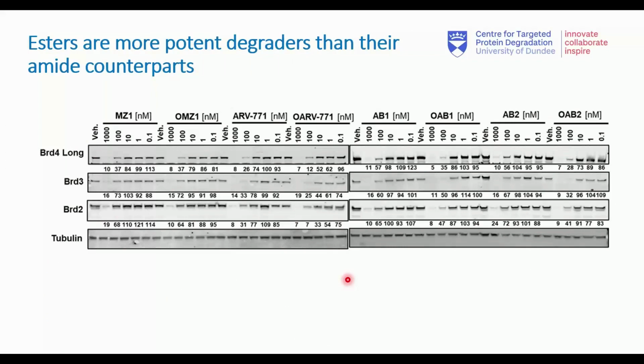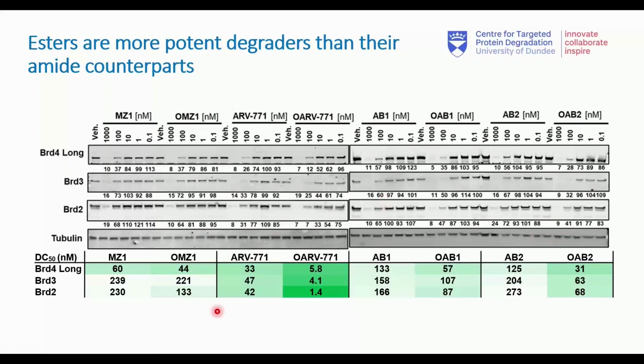We next wanted to see if these compounds actually work biologically in cells. So we used a Western blot technique in HEK293 cells and blotted for BRD4, 3 and 2. And this table shows the calculated DC50s, which is the concentration at which half the protein is degraded. And you can see here that all esters are behaving better than their amides in each case. You can see this by the more green nature.